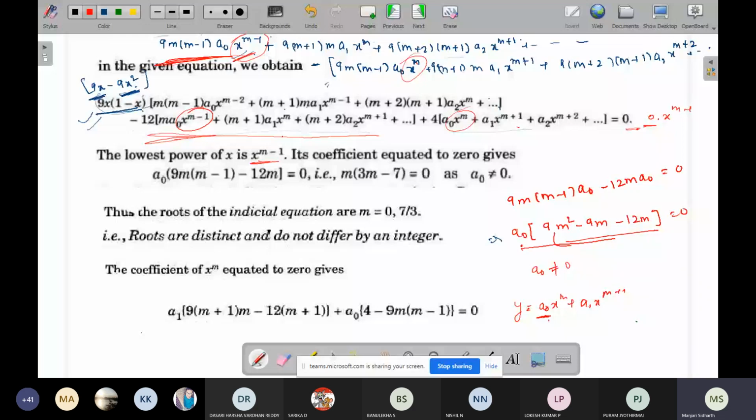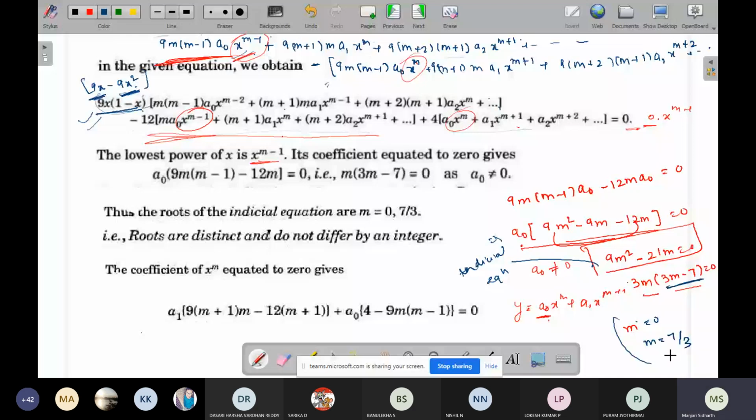So 9m square minus 21m is equals to 0. So take 3m common, you will get 3m(3m minus 7) is equals to 0. So this 0 or this 0, that means now this equation is your initial equation. This is your initial equation. See the quadratic equation. So you will get two roots, m is equals to 0 and m is equals to 7 by 3.